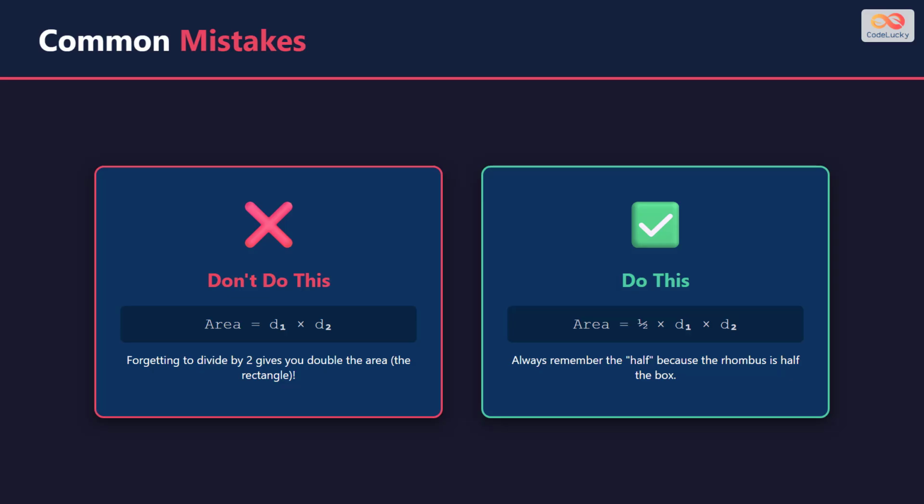A very common mistake is to just multiply the diagonals and stop there. If you do that, you are calculating the area of the rectangle around the rhombus, which is twice as big as you want. Always remember to take half of the product. Think, multiply, then divide by 2.